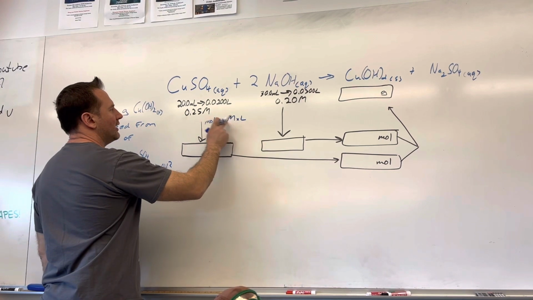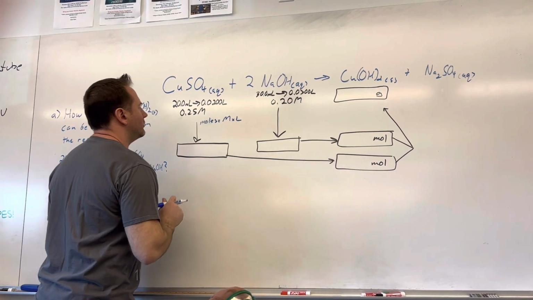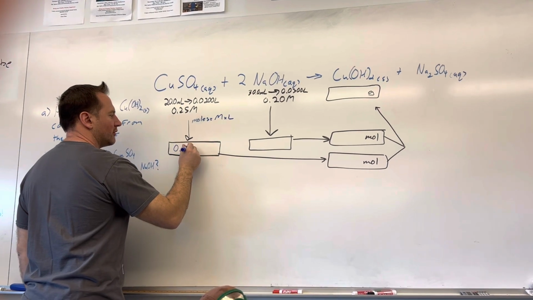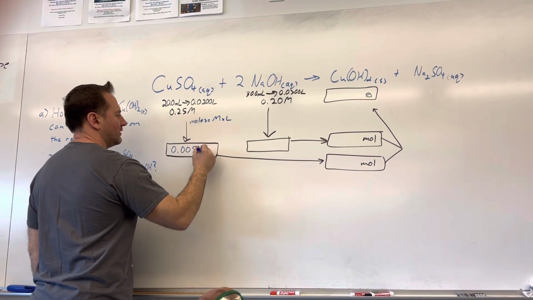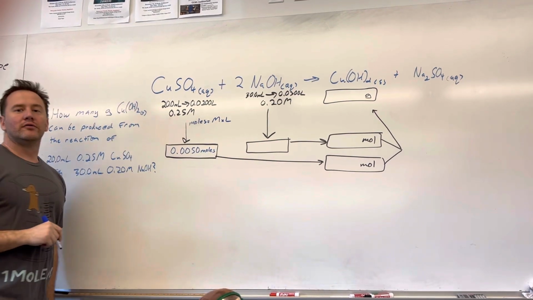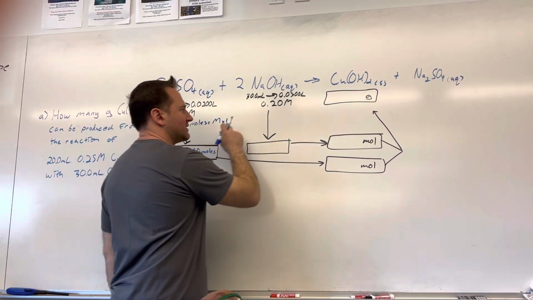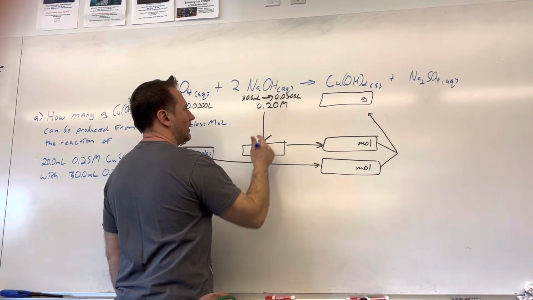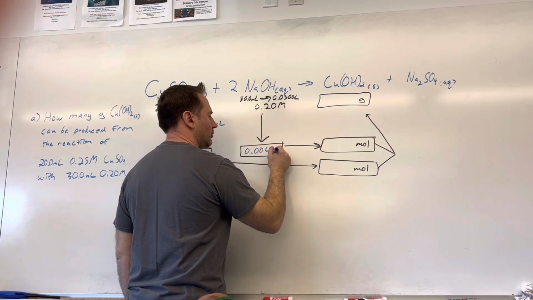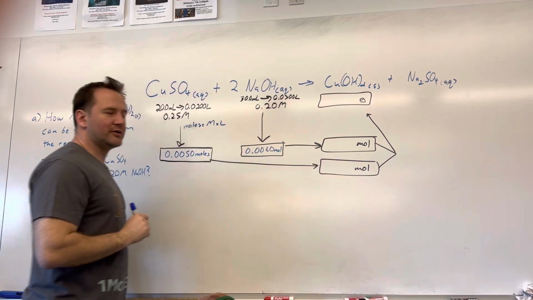So when we multiply the molarity times the volume for the copper sulfate solution, we find that we have 0.0050 moles of the copper sulfate. For the sodium hydroxide, when we do that same process, you multiply them out, you're going to get 0.0060 moles of the sodium hydroxide.